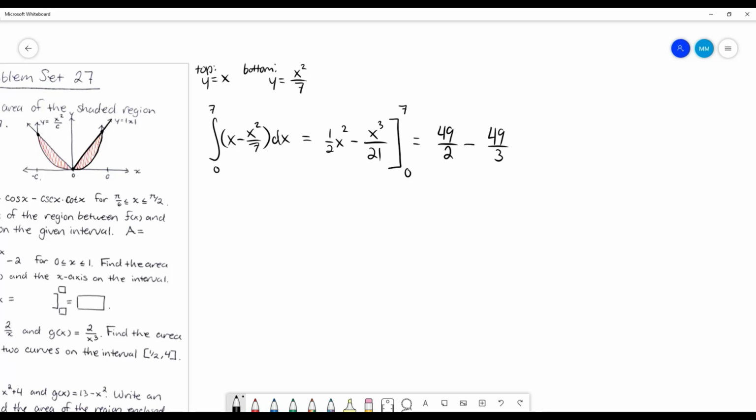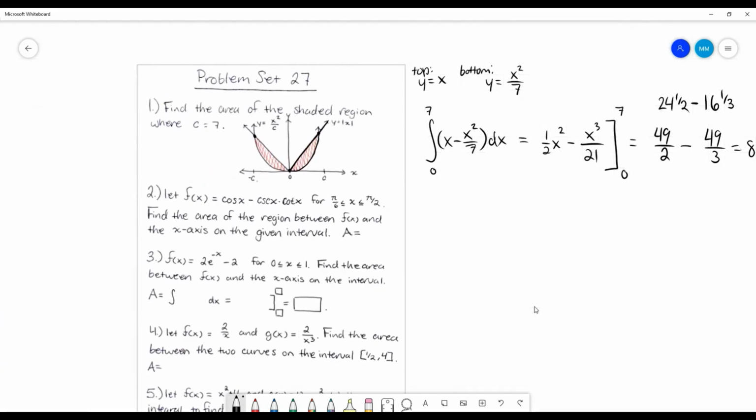So now I've got this, and I think I'm going to turn these into mixed numbers to make that a little bit easier on myself. So it's going to be 24.5 minus, and that should be 48 divided by 3 is 16, so it's going to be 16 and 1/3. Well, I know that 24 minus 16 is 8, so it's going to be 8.5 minus 1/3. I know 8.5 is 8 3/6. We're subtracting 2/6, so this area is 8 and 1/6 square units.